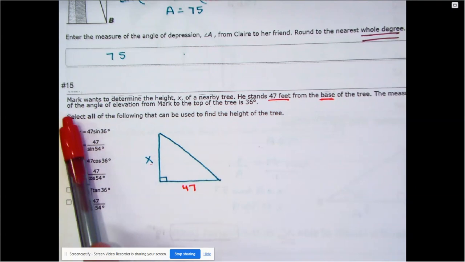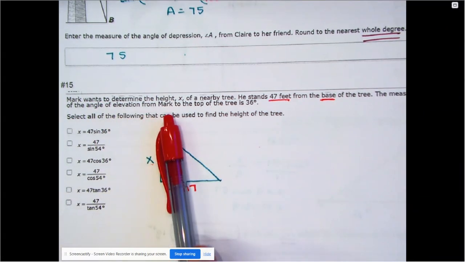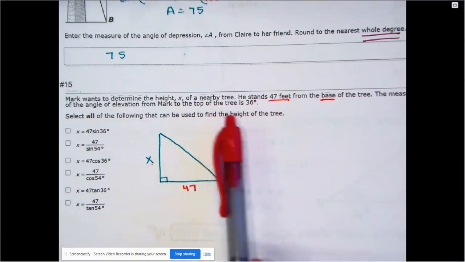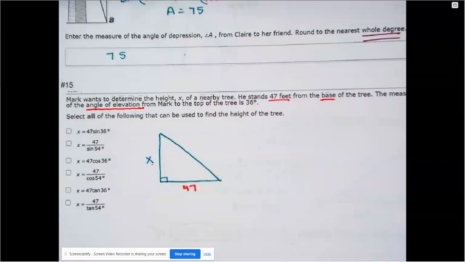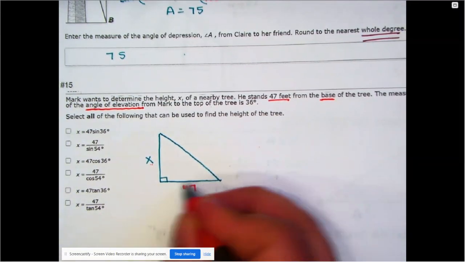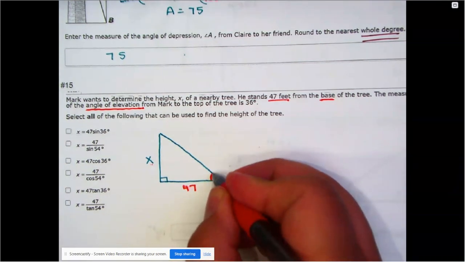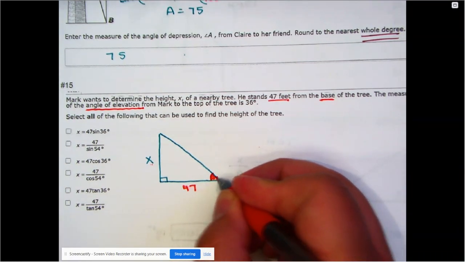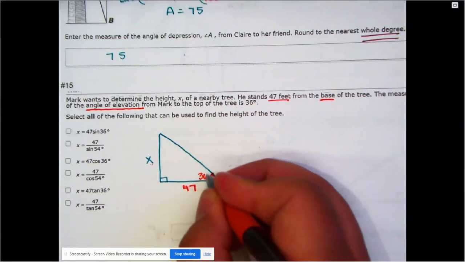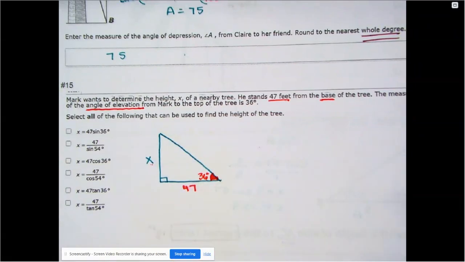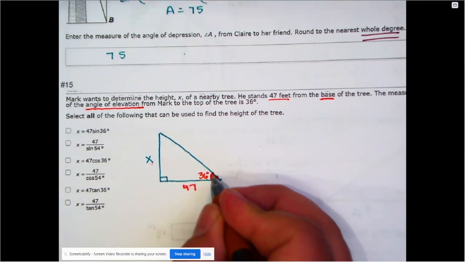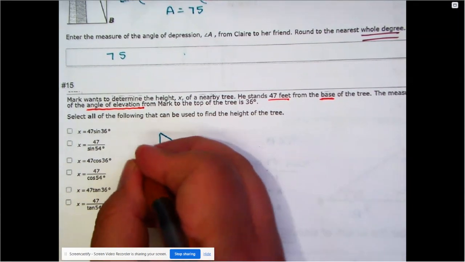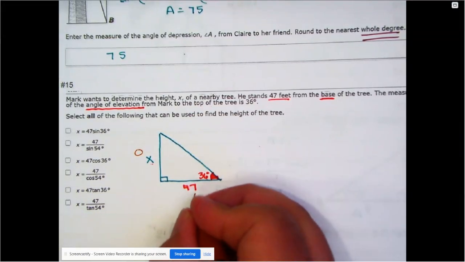The measure of the angle of elevation from Mark to the top of the tree is 36. One of the things that we mentioned in class is as soon as they say angle of elevation, you need a horizontal line. So this is the angle that measures 36 degrees. All right, well, look at it carefully. In order for me to solve for x, check this out. We have to go with SOHCAHTOA. This is the opposite. This is the adjacent.